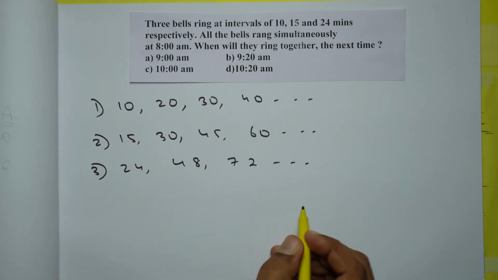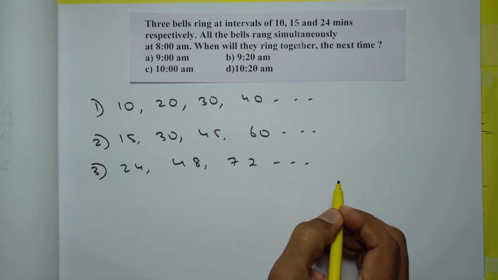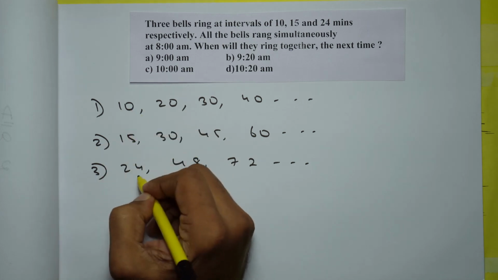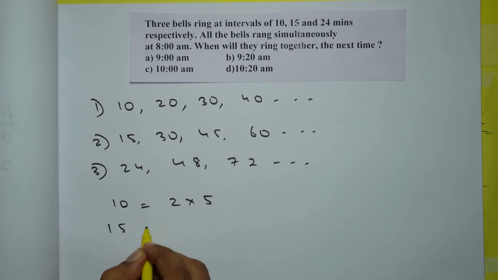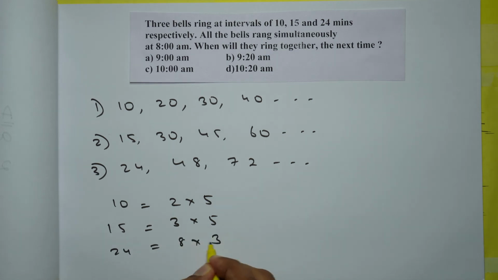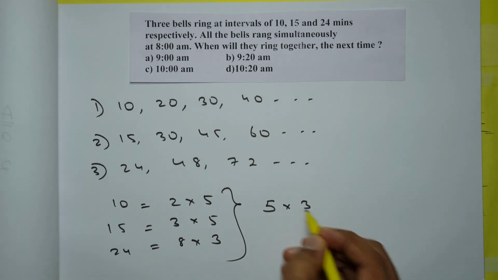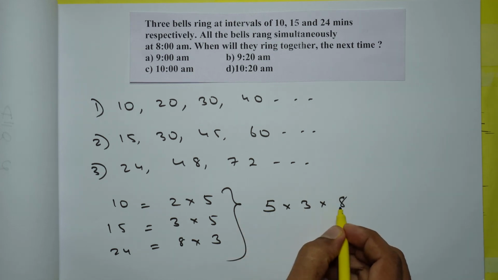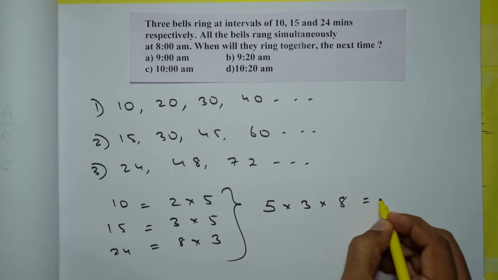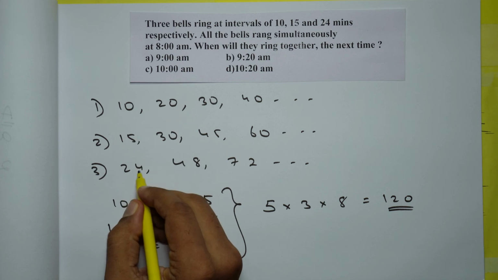If we have a number which is a multiple of 10, 15 and 24, they will all ring together at that number. That is, you must find out the LCM of 10, 15 and 24. 10 is 2 into 5, 15 is 3 into 5 and 24 is 8 into 3. So when you calculate the LCM, here you have 5, then 3, then 8. So that will be 5 into 3 into 8. 5 into 8 is 40. 40 into 3 gives you 120. So 120 is the LCM of 10, 15 and 24.